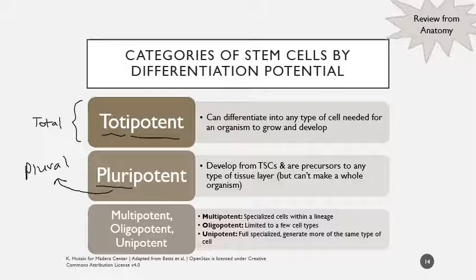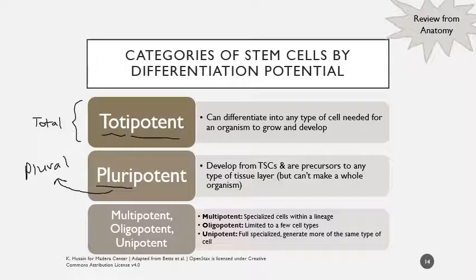Oligo means just a few. So like an oligarchy is when a few people are in charge. An oligonucleotide is a few nucleotides put together. Oligopotent stem cells can become a few different cell types. And then unipotent stem cells are fully specialized. They generate more of the same type of cell. So for example, when we talk about oogenesis and spermatogenesis, those stem cells that go through mitosis and replicate themselves prior to meiosis are unipotent. They're making more of that exact same type of cell.